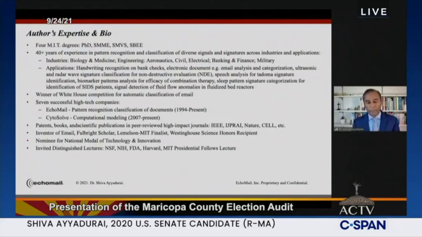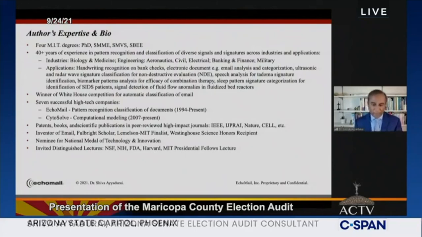Currently, I work in a company called Cytosolve, where we're looking at analysis of signals, biomarker signals, to figure out the right combinations of medicines. That company actually got a multi-combination therapy allowed by the FDA for pancreatic cancer. I've written a number of patents and books. Anyone who wants to can go to vashiva.com and look at my biography there.